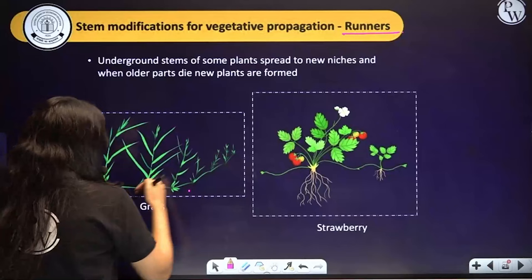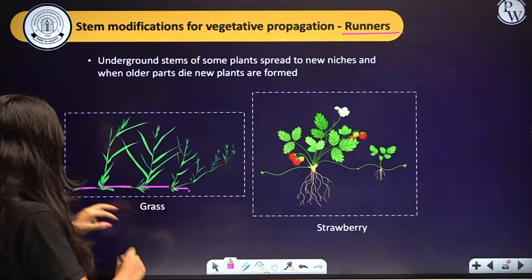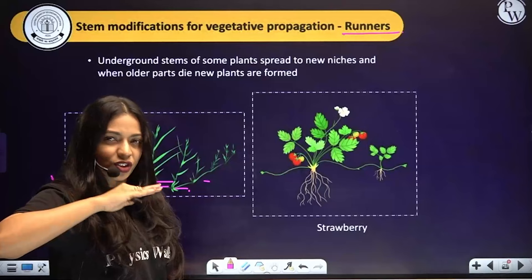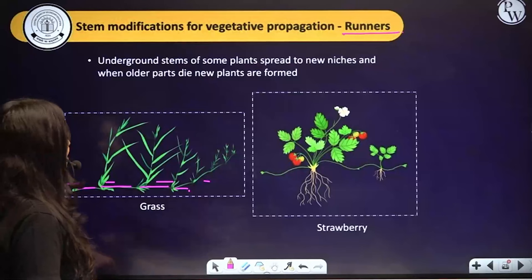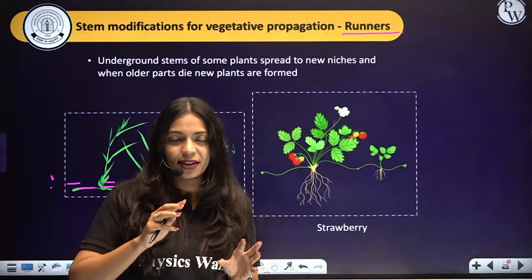Okay? So underground stems, these are underground stems, or you can even call them subaerial stems if they are present just below the soil. So underground stems of some plants spread to new niches, and when older parts die, new plants are formed. Over here, why we are calling it vegetative propagation is because it is a kind of reproduction involving vegetative parts, right? So right now, if you look at it, it is one plant.